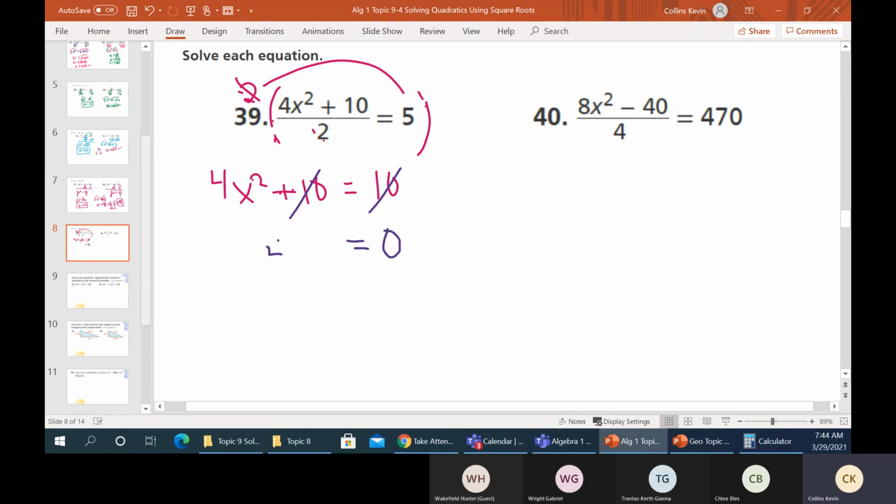But that makes it really easy, because we have 4x squared equals 0. You divide 0 by 4, it's still 0. x squared equals 0, square rooted, and as we already established, you can take the square root of 0 and just get 0. Fabulous. All right, so the next one's the same thing.